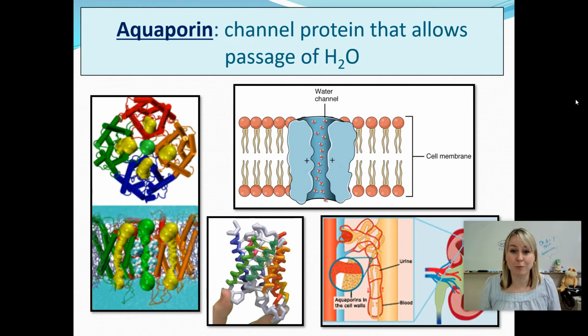I did mention aquaporins a second ago. That is a channel protein that is open for water. Cells in your kidneys have a high percentage of aquaporins in the regions where you want maximum water absorption. So we keep them open and water can move through really, really quickly. That's what you see in the picture down on the bottom right, a cross-section of a nephron in the kidney.